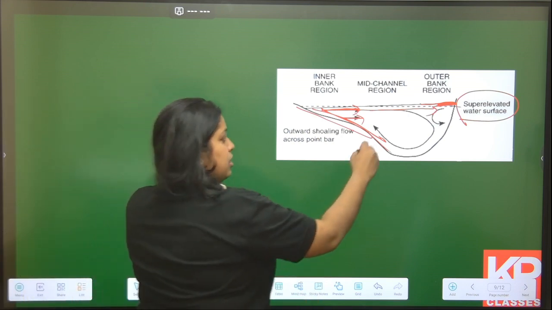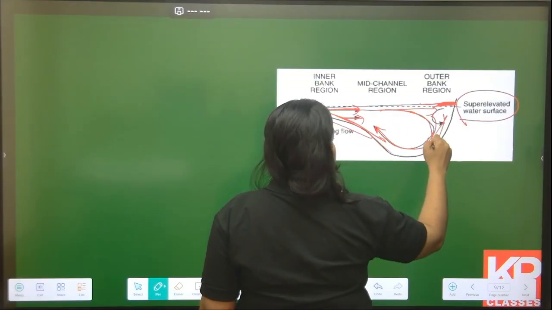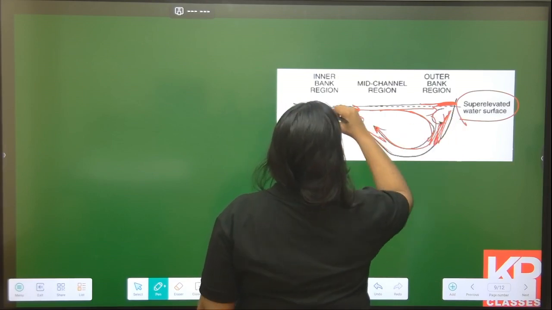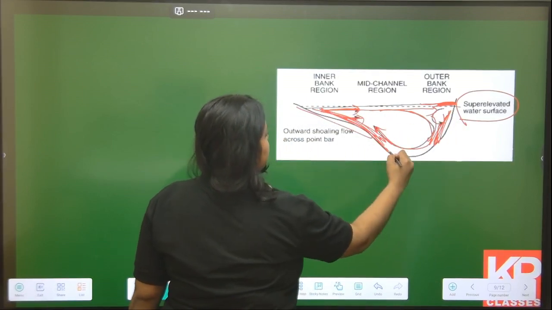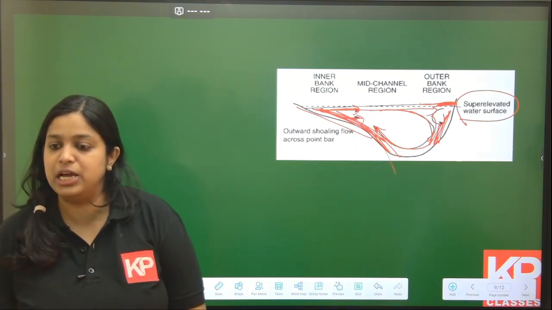This is how the flow of water happens. Here at this side the flow energy will be much higher. On this side the deposition will happen along the margin. The point bar deposition happens.